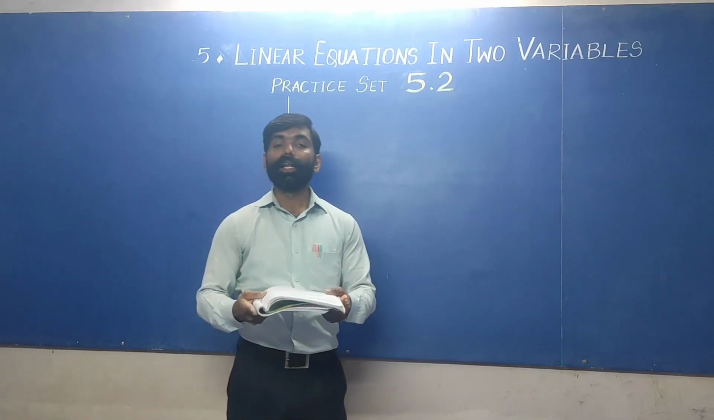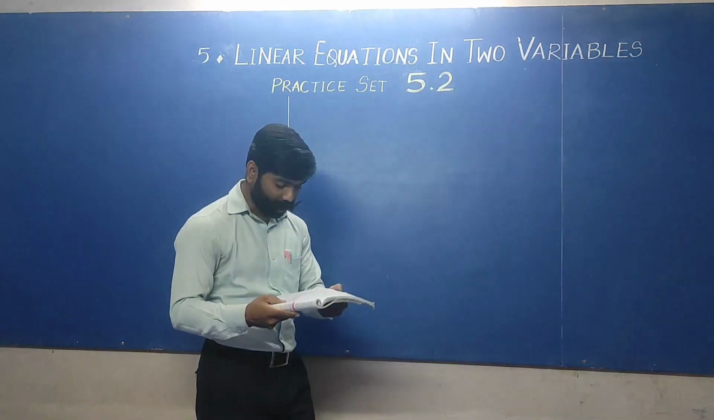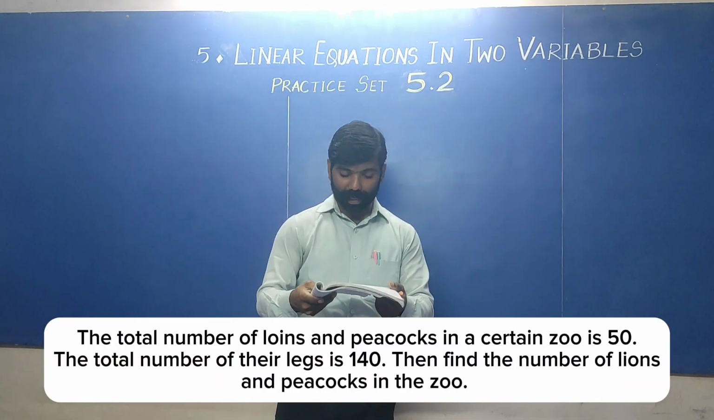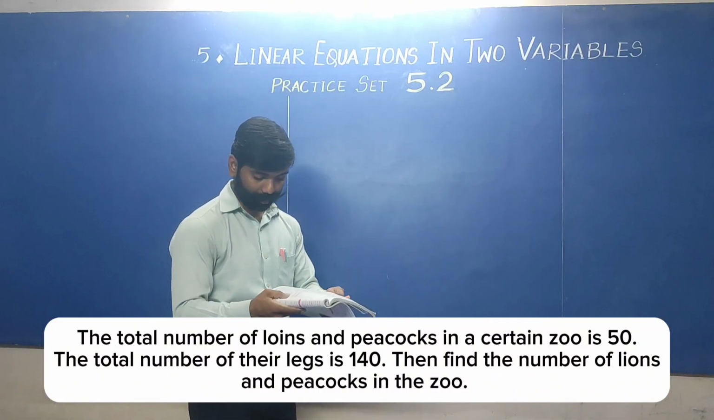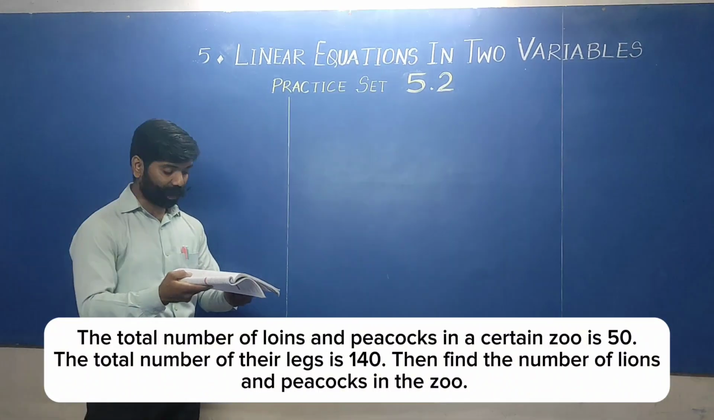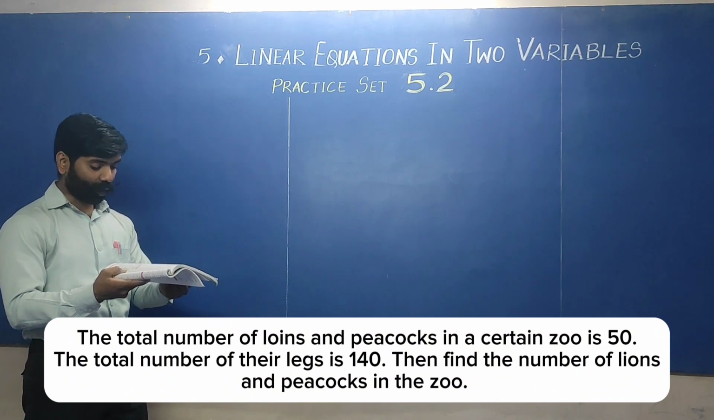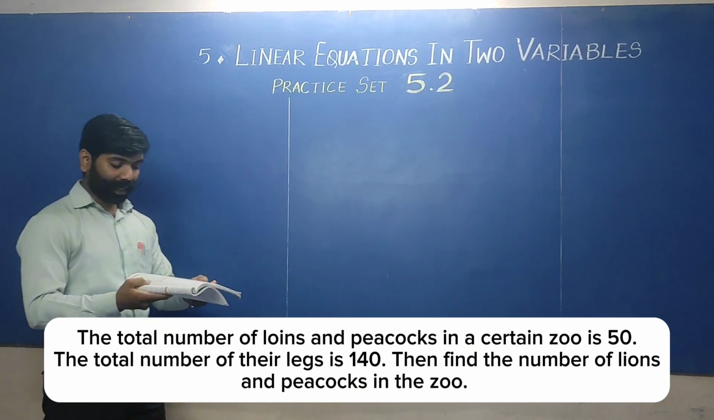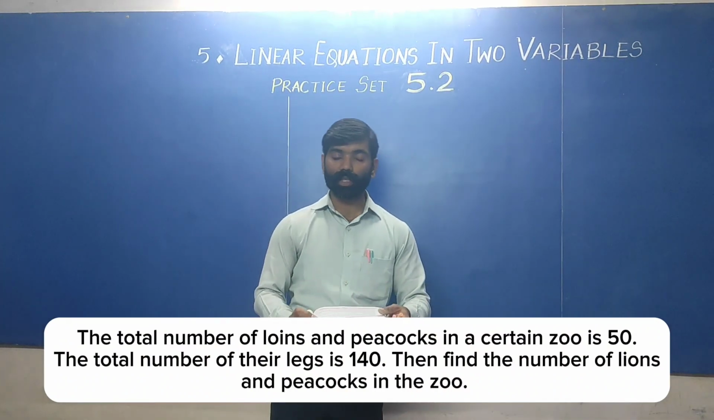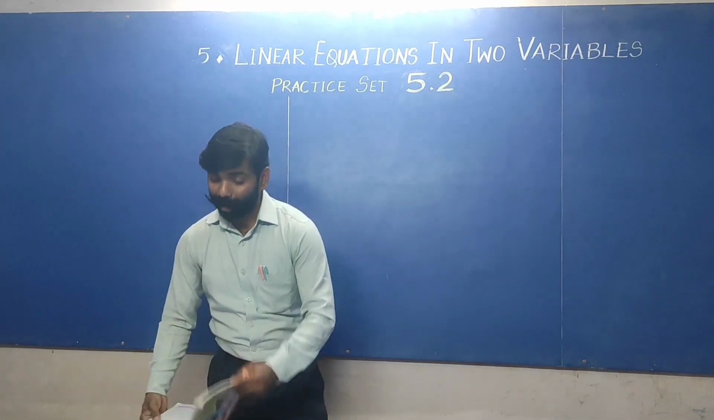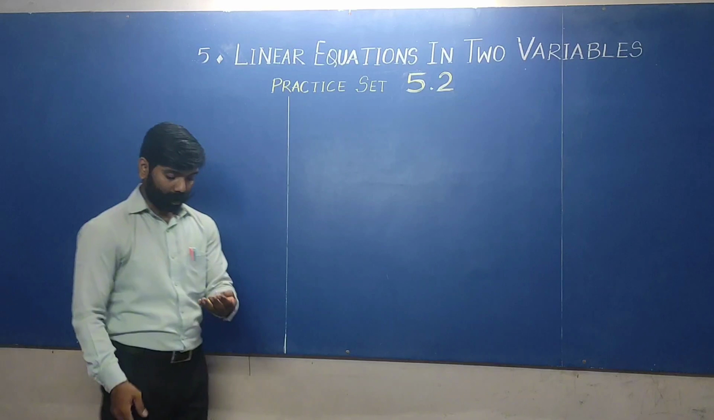Okay, students. Let's start with question number 4. The total number of lions and peacocks in a certain zoo is 50. The total number of their legs is 140. Then find the number of lions and peacocks in the zoo. This question is also easy, students. Let's see. Don't get panic.